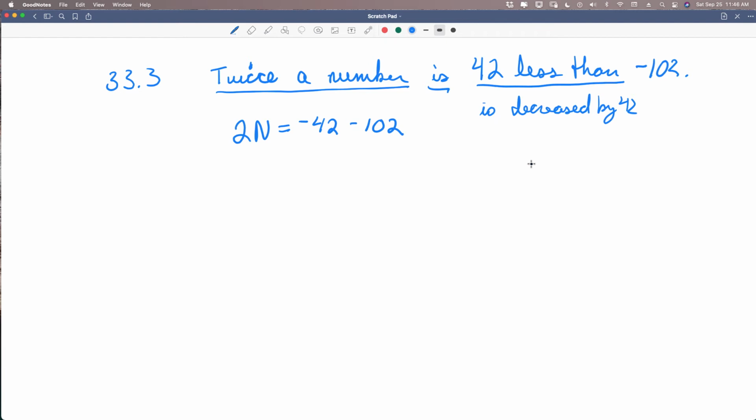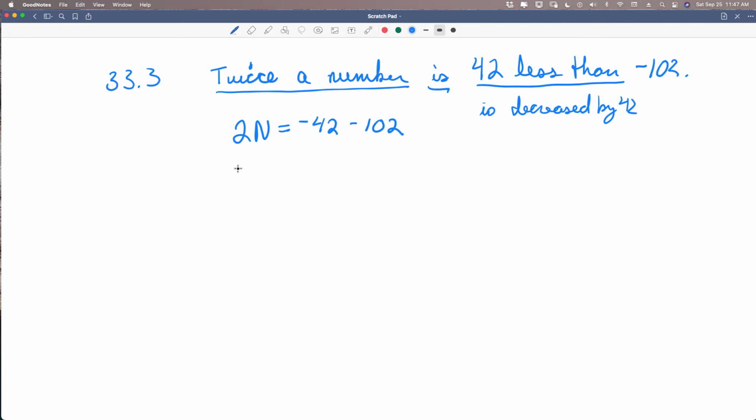The other way you can set this up is to say, okay, twice a number is 42 less than. So it's going to be minus 42. It's going to be something minus 42. So you can leave a little gap in here, and then you put whatever it's subtracted from in front. It's the same problem. So it's up to you as to which one makes sense in your brain. Does it make sense to you to subtract it on the end or to put a negative 42 in the beginning? It's the same thing, right? Right.